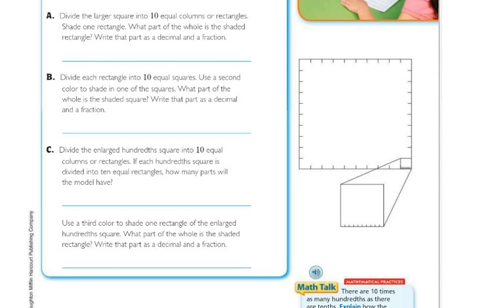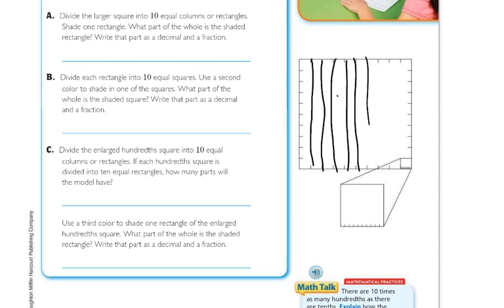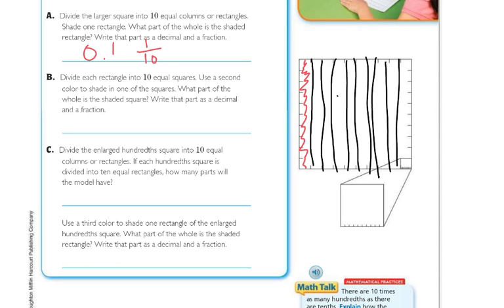Okay, so I'm going to take this square and divide it up into 10 parts. 1, 2, 3, 4, 5, 6, 7, 8, 9, 10. And then I'm going to shade one of them. Okay. That one represents 0.1 or 1/10.